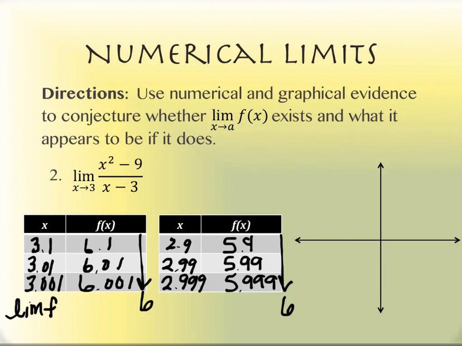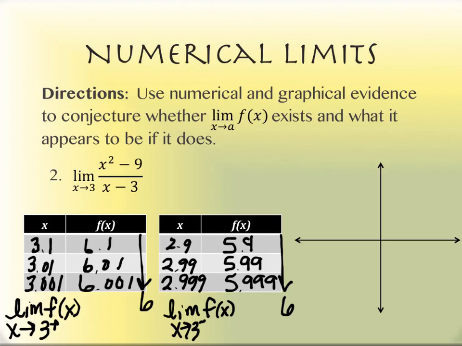I'll call my function f of x as x approaches 3 from the right, because these numbers are slightly bigger than 3. And this side was the limit as x approaches 3 from the left. And they both approach the same location: as x gets close to 3, the y is getting close to 6.